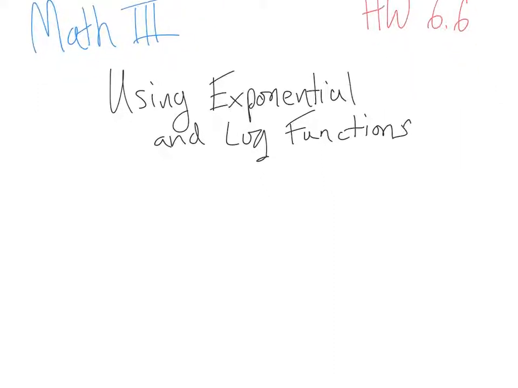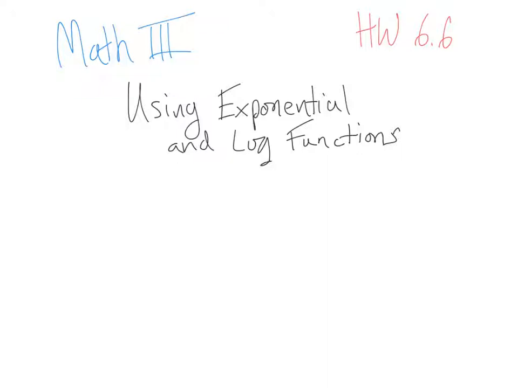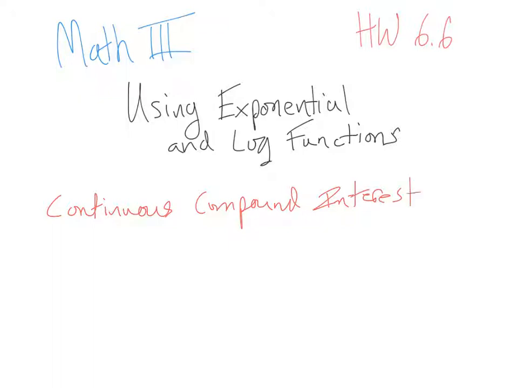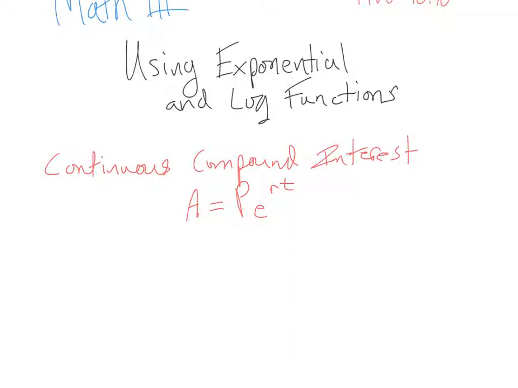Now before we go into the homework assignment, there are some important formulas that I want us to have in our back pocket for solving these problems. The first one is the continuous compound interest formula, or better known as A equals P times e to the rt. Let's talk about what these different things mean in this situation.